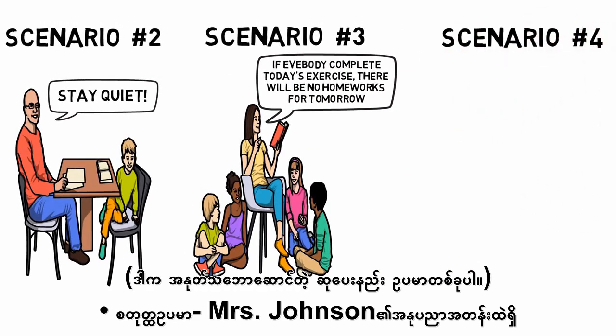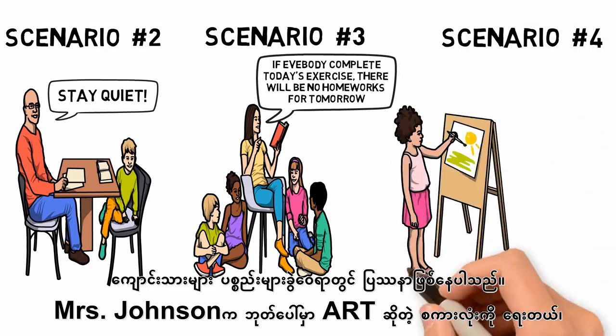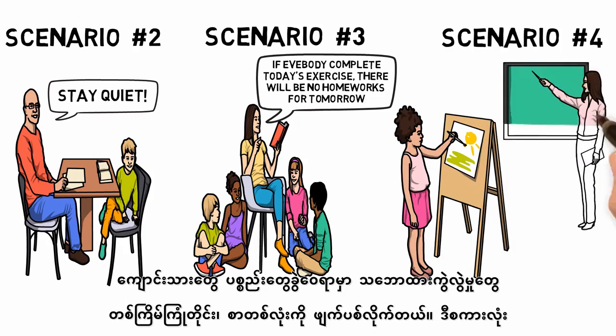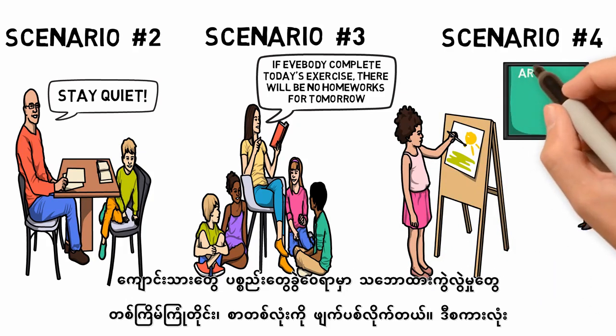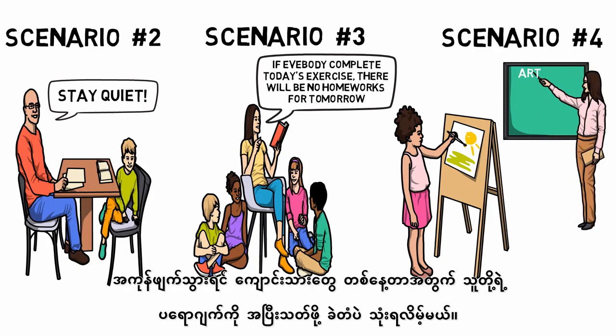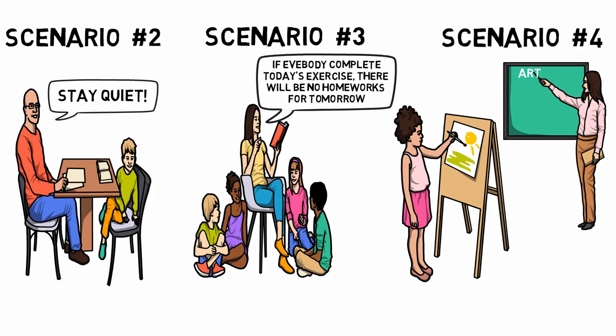Fourth example. Students in Mrs. Johnson's art class are having trouble sharing the supplies. Mrs. Johnson writes the word art on the board, and each time students have a disagreement over supplies, she erases a letter. If the word is erased completely, students will have to use pencil to complete their project for the day. This is an example of negative punishment.